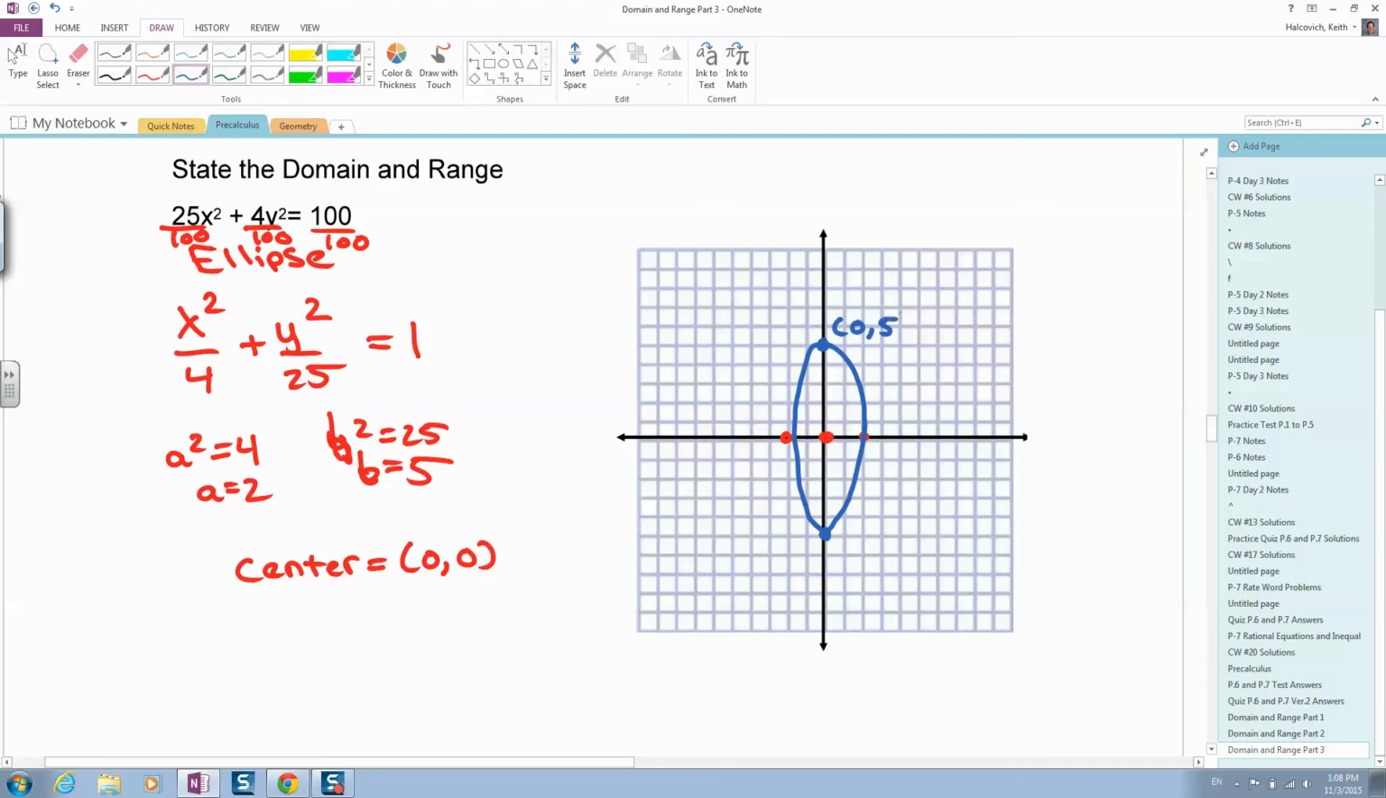So the top here is (0, 5), the bottom is (0, -5). So the range is from -5 to positive 5, because you go from bottom to top. And the domain is from -2 to positive 2, because you go left to right.